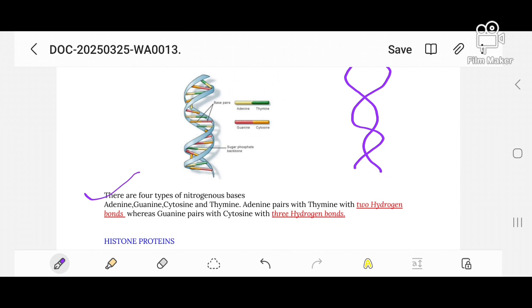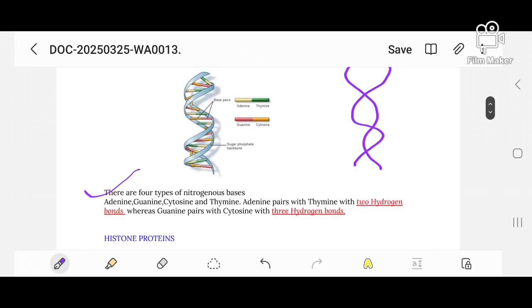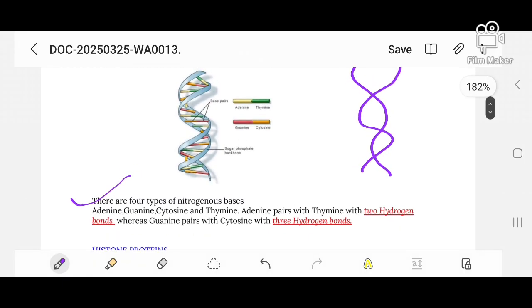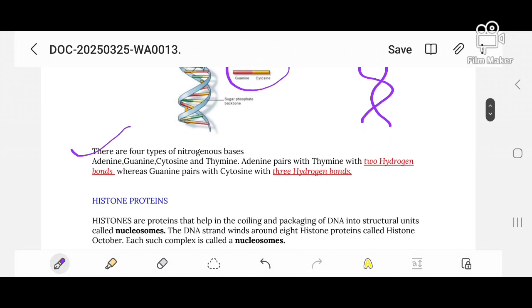One is adenine and guanine. In this picture also you can see I have mentioned adenine and guanine. I have highlighted it. This diagram is very important. It will come in your examination. These four form pairs with each other.